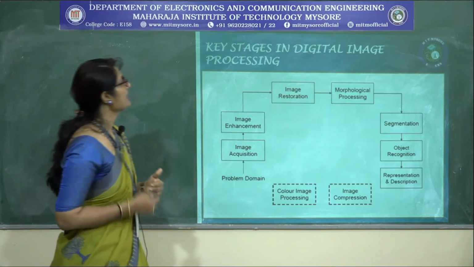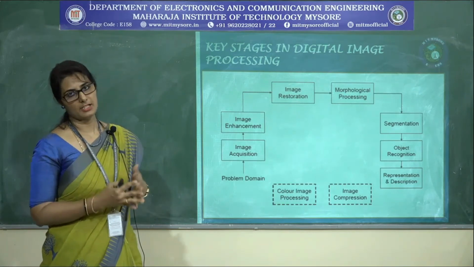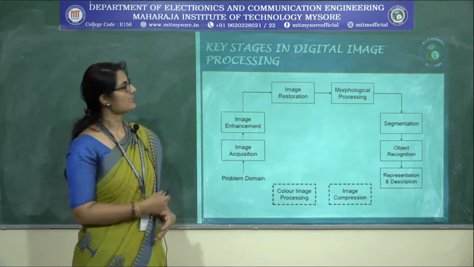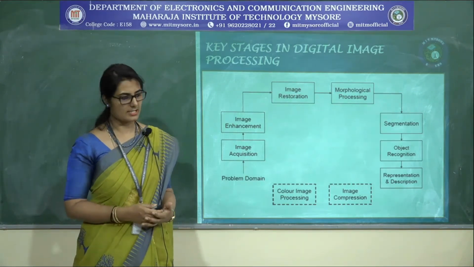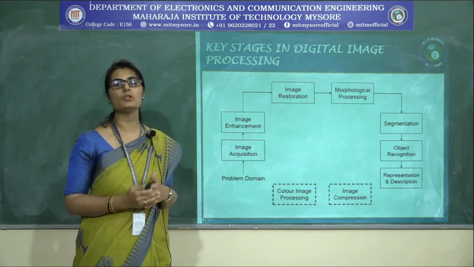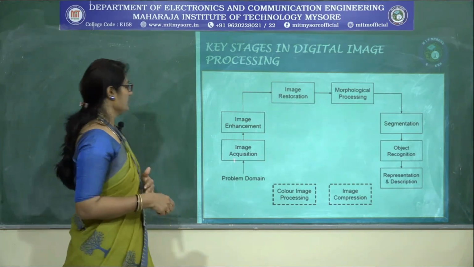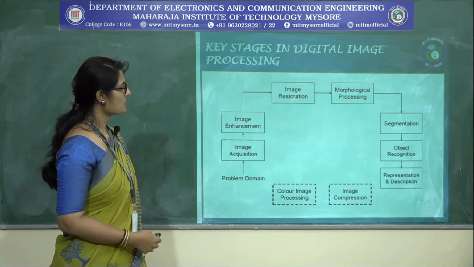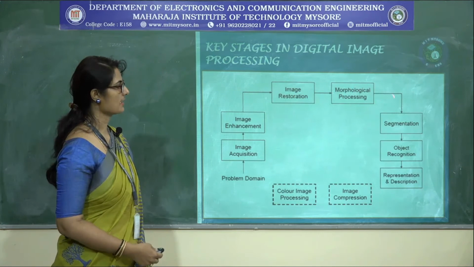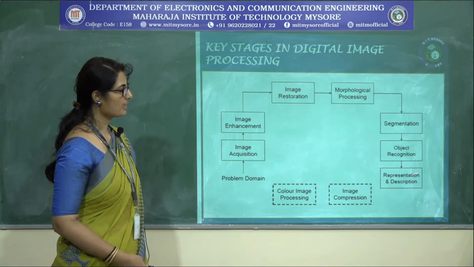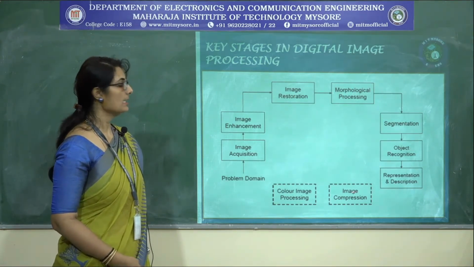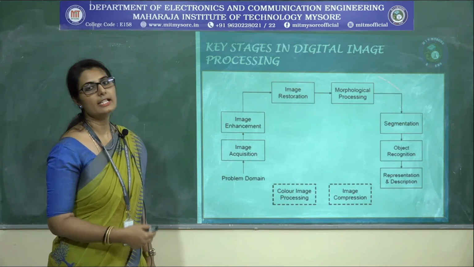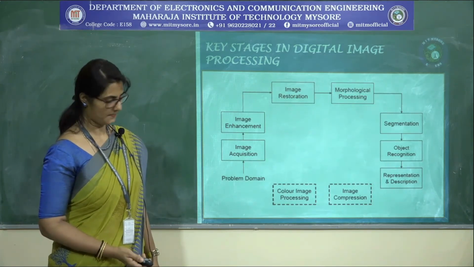Now let me take the key stages in digital image processing, that is, the fundamental steps involved in digital image processing. First is image acquisition, next is image enhancement, image restoration, morphological processing, segmentation, object recognition, representation and description, image compression and color image processing. These are the steps involved in digital image processing.